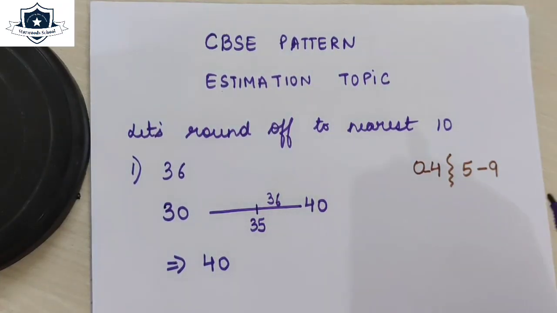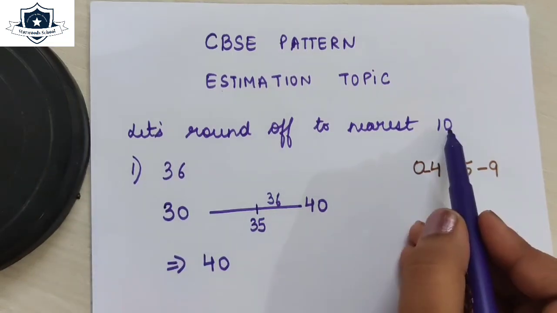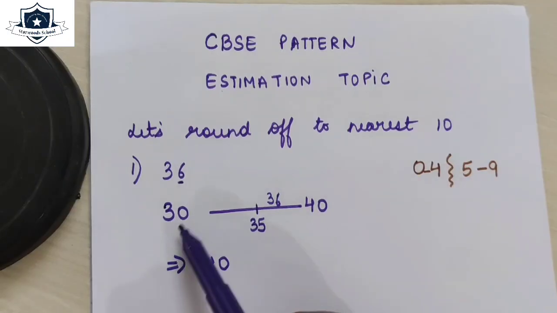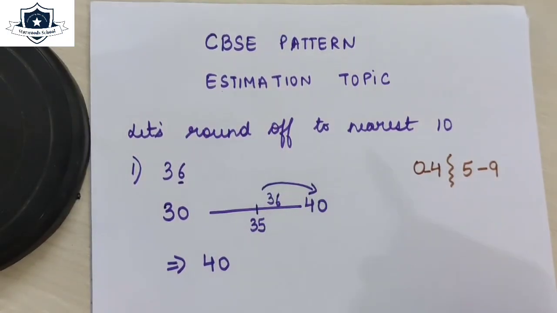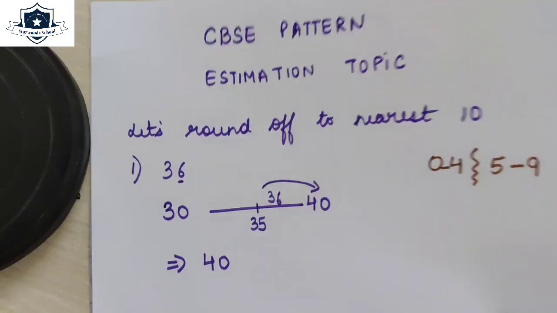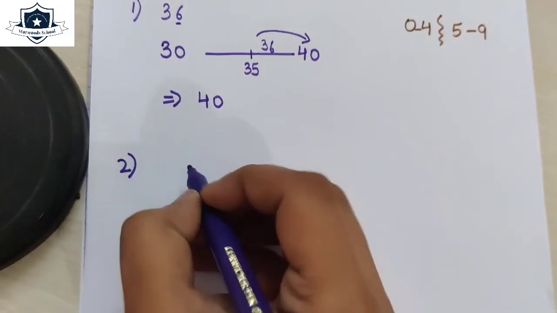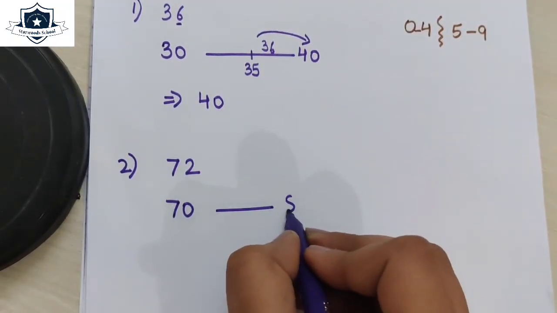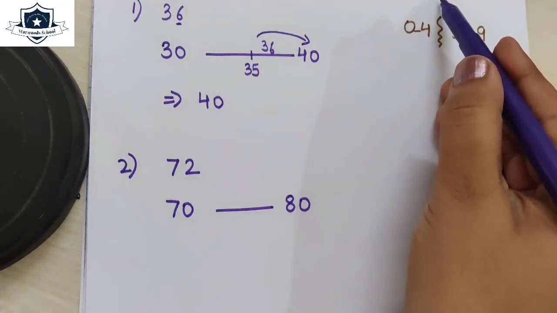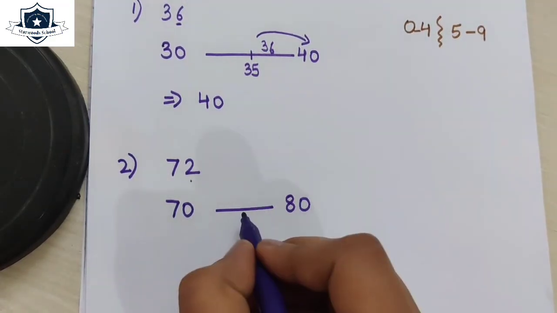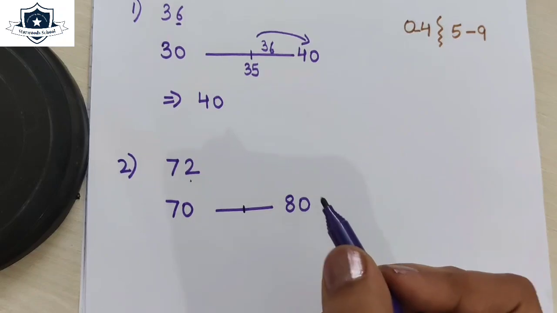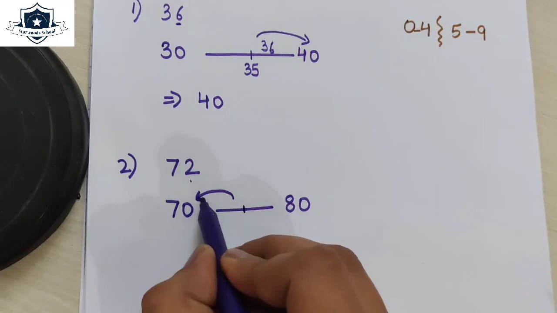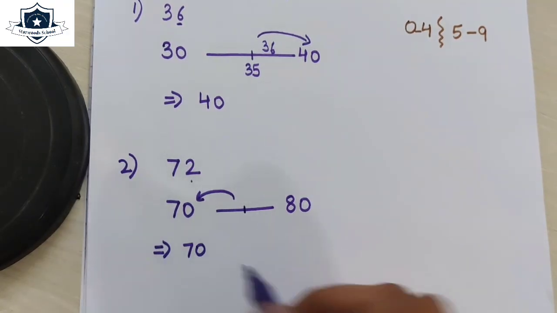This is one way. The second way is seeing the ones place. This is falling into the bigger bracket, so it will hop on to the next ten. Now if I take 72, it ranges between 70 and 80. The ones place is 2, which falls between 0 to 4, the lesser bracket. So it will jump off here, and the answer would be 70.